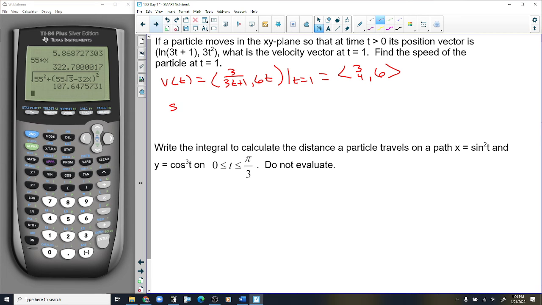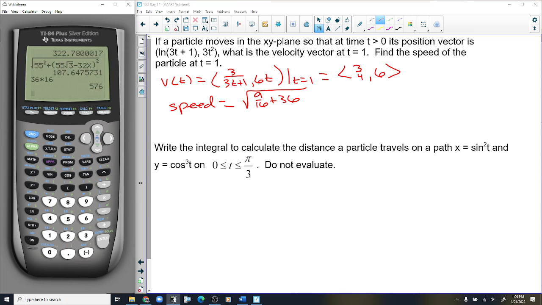So now the speed is equal to the square root of 9/16 plus 36. What's 36 times 16? And add 9 to that. 585. So square root of 585 over 4, and we can get some decimal value for that. That's all right. Write the integral to calculate the distance a particle travels on the path. Do not evaluate.